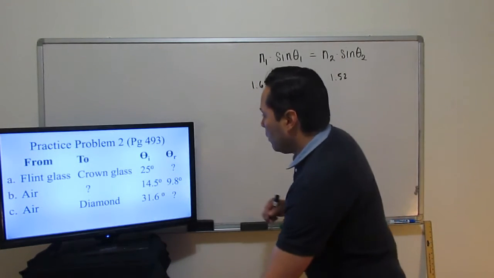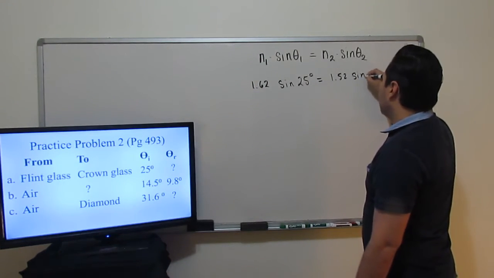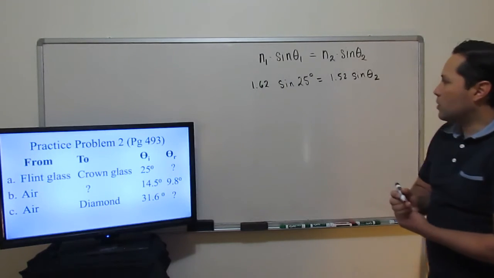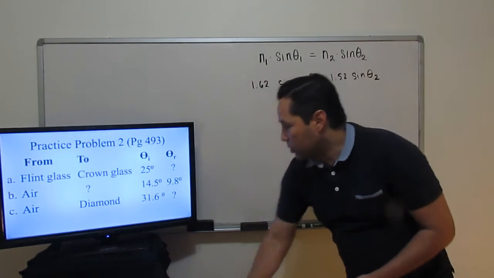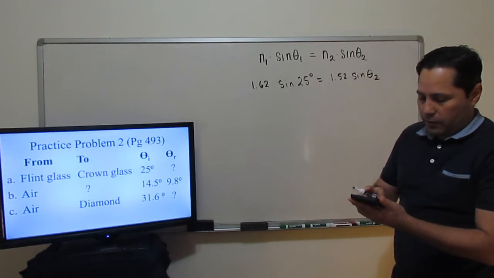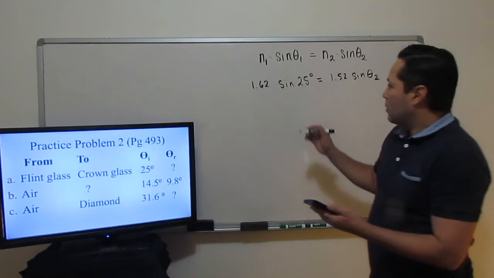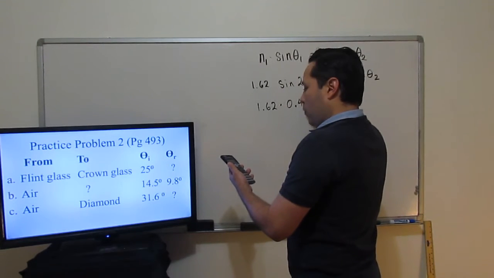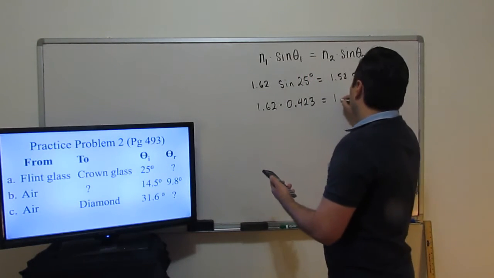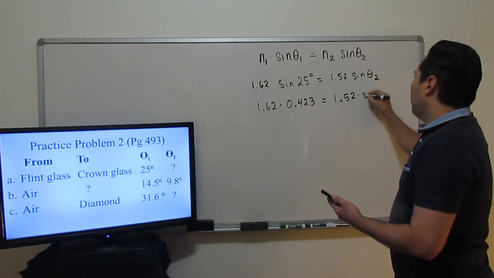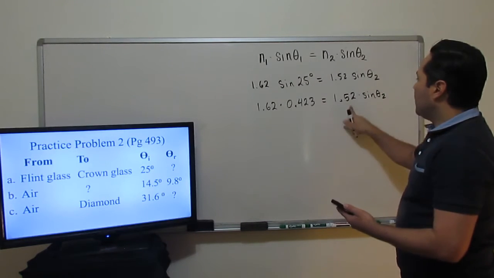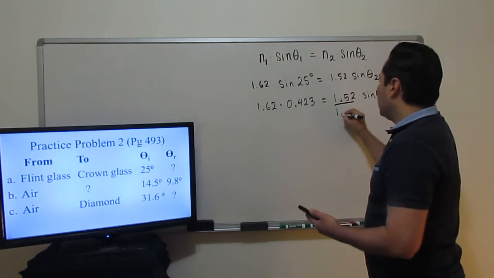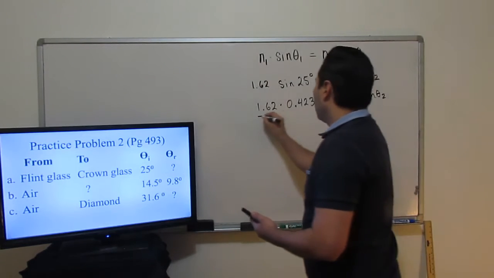Alright, now again they're asking you what is theta 2. So very similar problem. Alright, let's start with sine of 25. Gives me 1.62 multiplied times 0.423. Then I divide by the 1.52 to isolate the theta.